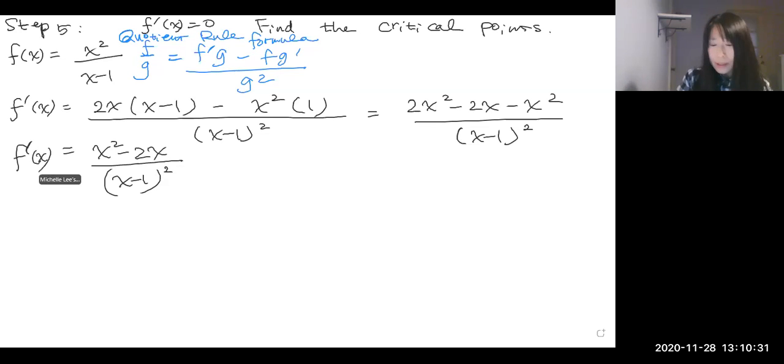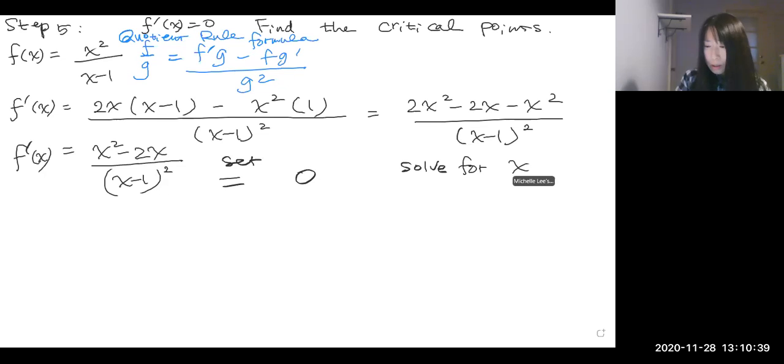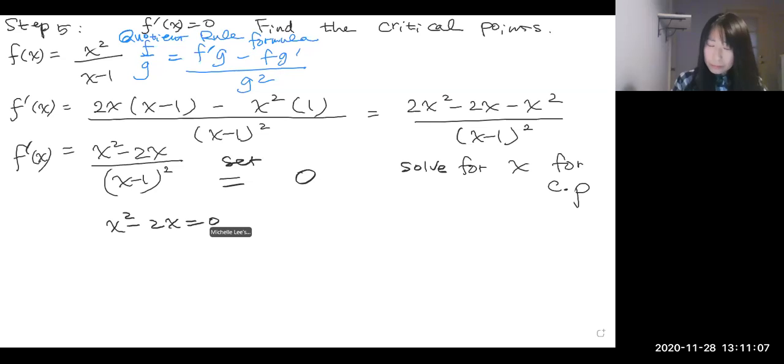Okay, now we set this one equal to 0 and solve for x for the critical point, right? Since the right side is equal to 0, we don't really need to multiply by (x - 1) quantity squared. I said that in the beginning. We don't need that step. So x squared minus 2x equals 0.